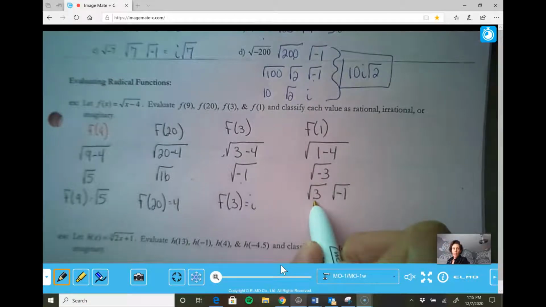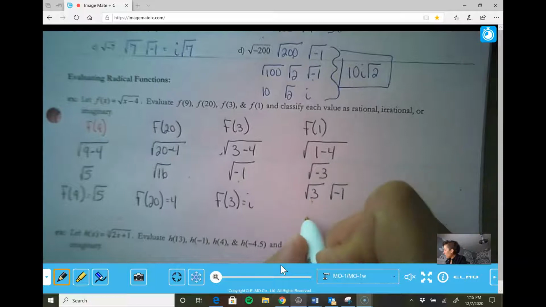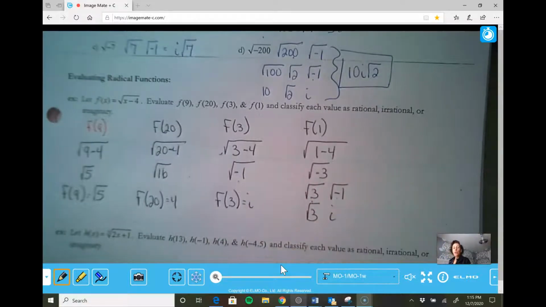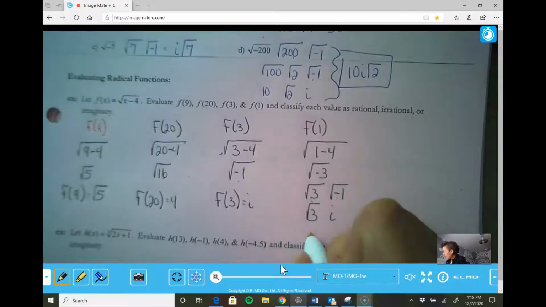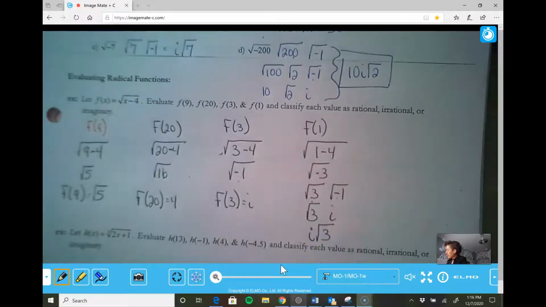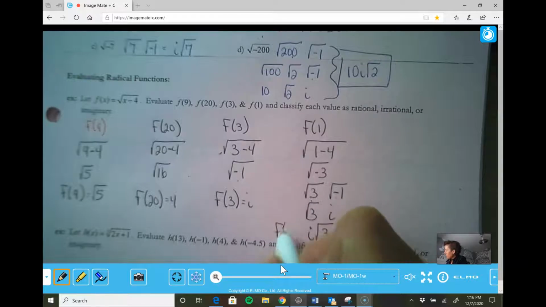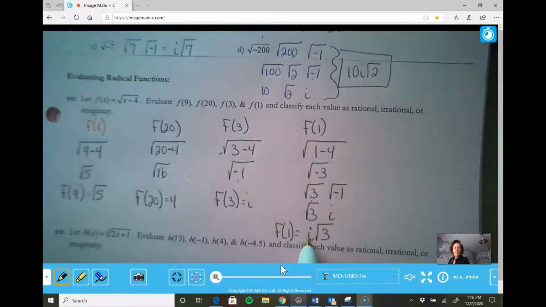This I can't do anything with. There aren't any factors of 3 that are perfect squares, so I'll just leave it like this. And this will become an i. And again, usually the square root is written last, like this. And so my function, when x is 1, gives me i times the square root of 3.